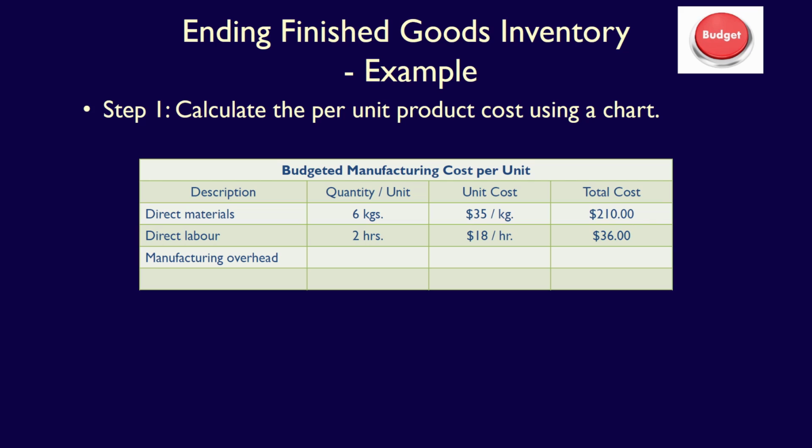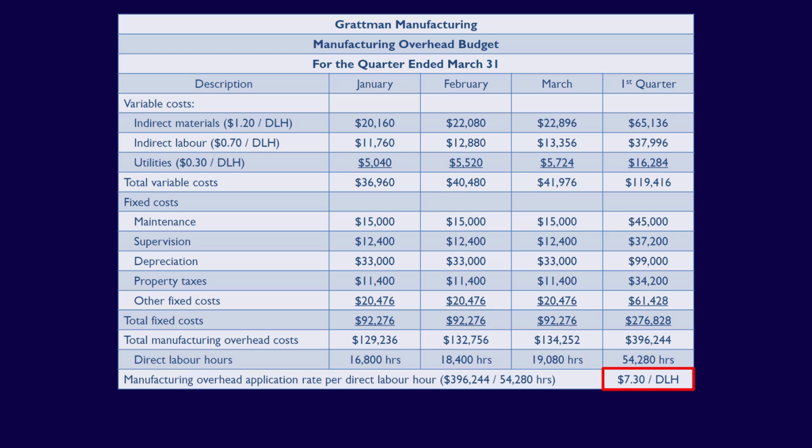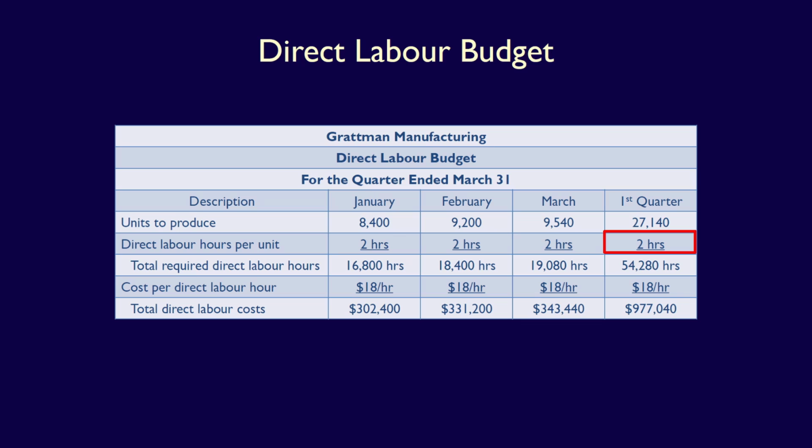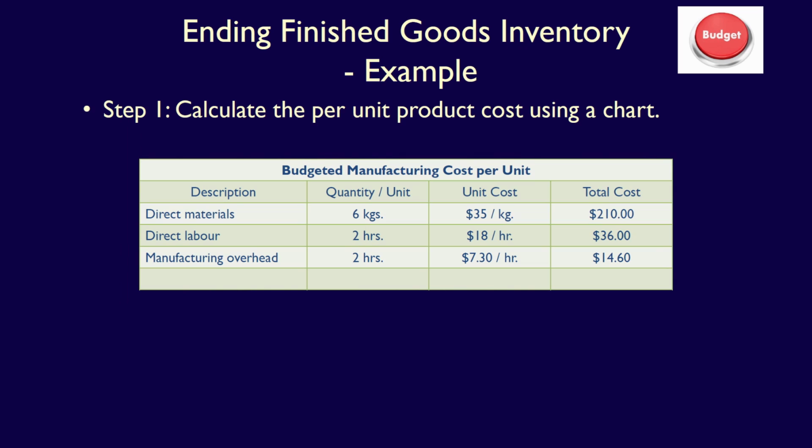We're now moving on to manufacturing overhead. We can separate it between variable and fixed, but we don't have to because in our manufacturing overhead budget, we already calculated the combined manufacturing overhead application rate of $7.30 per direct labor hour. We know from the direct labor budget that we use 2 direct labor hours for each unit, so we can use both pieces of information to calculate the manufacturing overhead per unit. 2 hours multiplied by $7.30 per hour, which is equal to $14.60 per unit.